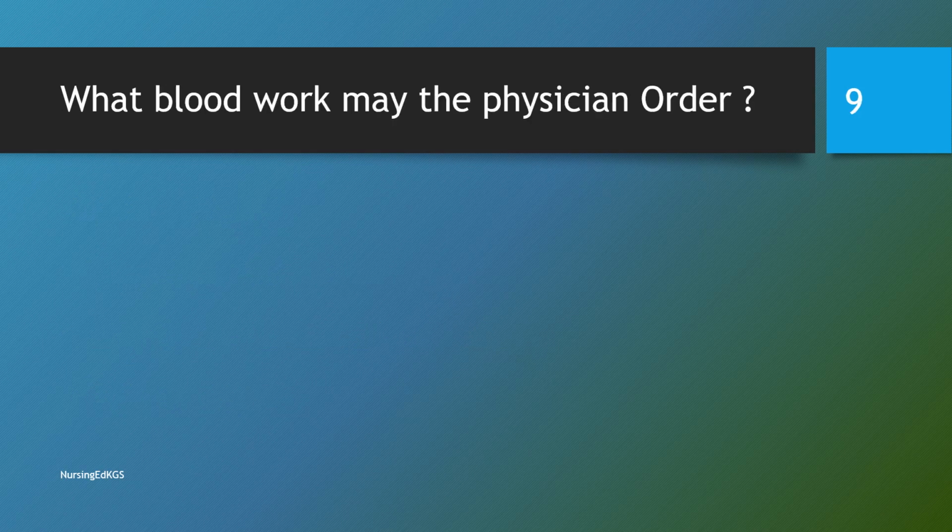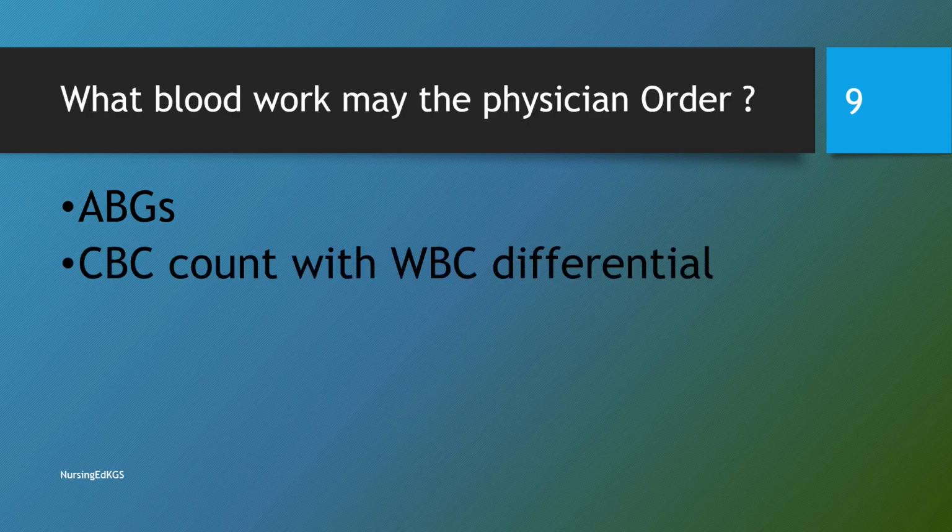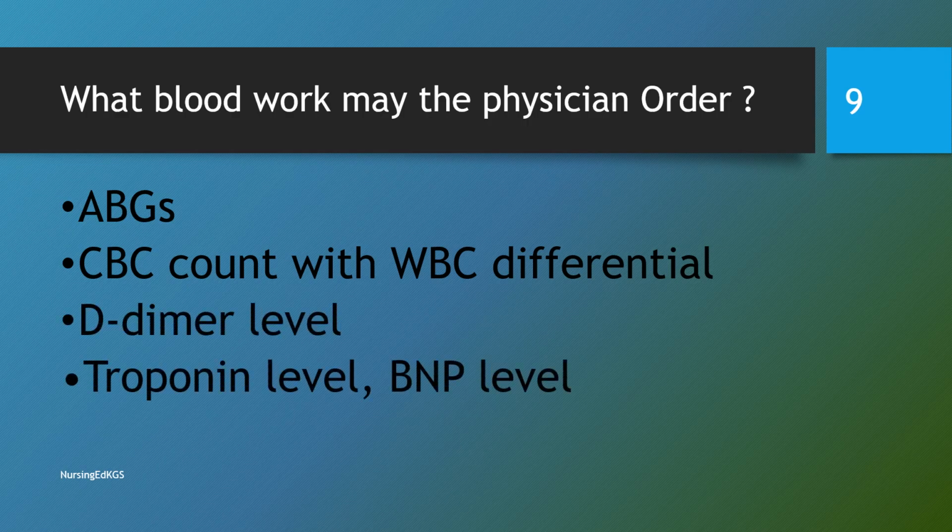What blood work might the physician order? That's the next question. So the doctor may order acid-base blood gas, and it can be either venous or arterial. George, in this case, is showing signs that he is having respiratory compromise. Other blood work includes your CBC with white blood cell differential, as well as D-dimer levels and troponin level and BNP. Now, there are no blood tests that are really specific to pulmonary embolisms, but these do provide incredible insights into severity and alert the physician that the patient may need further diagnostic testing.